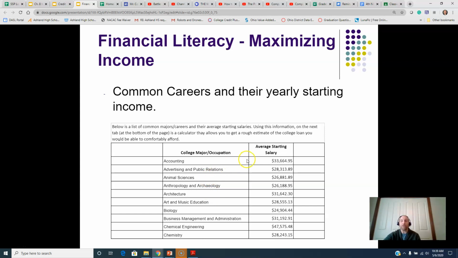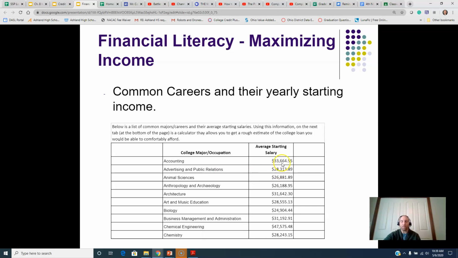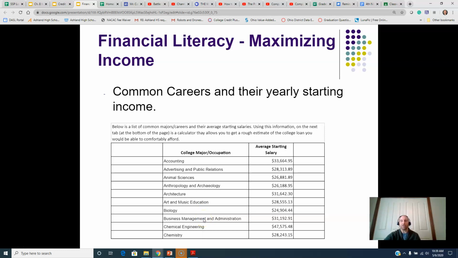So once you get an entry level position, some of these occupations require different levels of education. But once you get an entry level position, this is what you can expect to make on average your first couple years in these particular jobs. All right. And so what I'm going to have you do is look at this list that I have created.